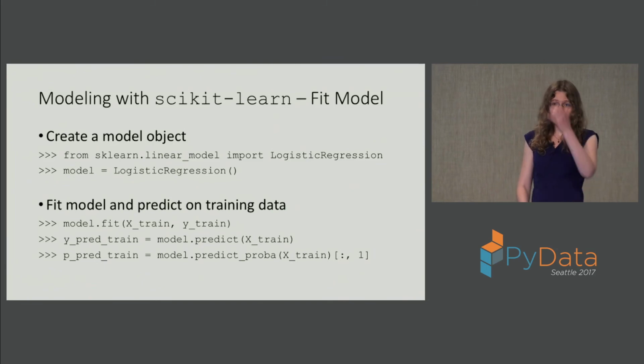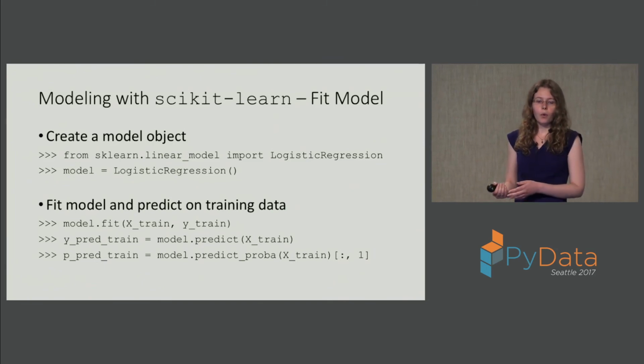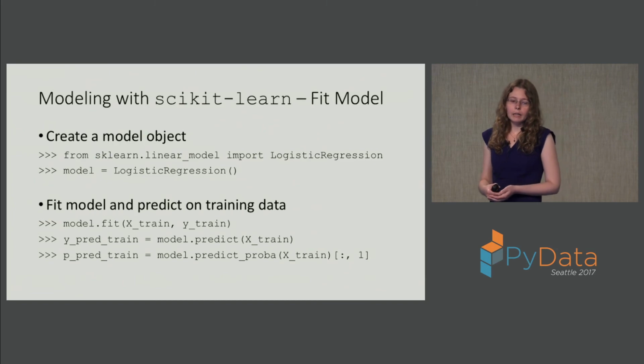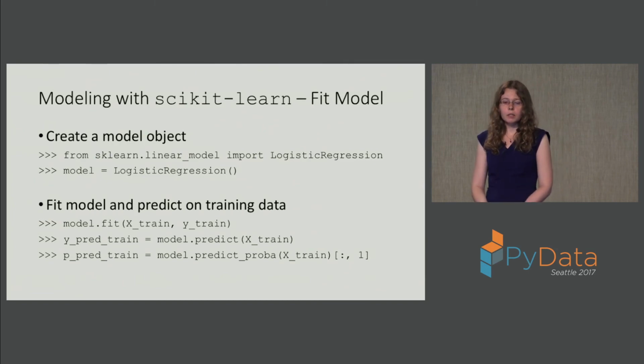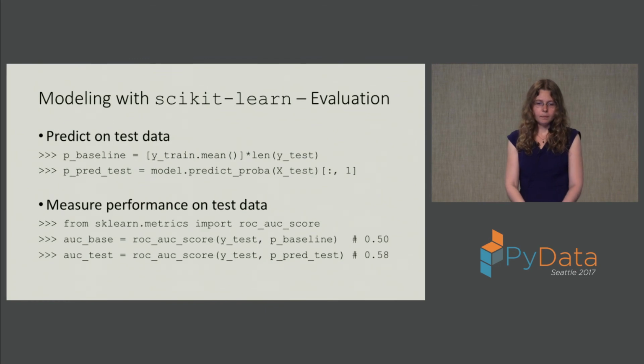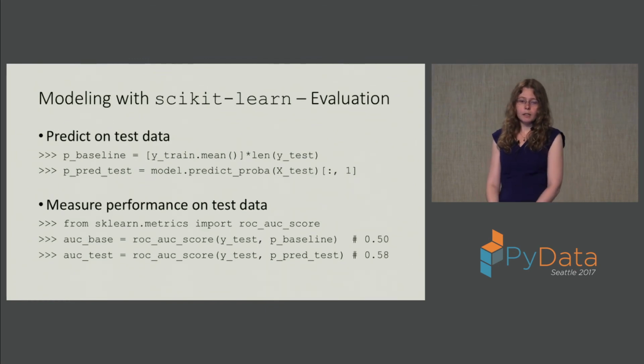Fit the model on the training data, and we can form predictions. So the predict function will produce a class, 0 or 1. And the predict proba will produce a probability. Actually, it produces probability of 0 and probability of 1. So we'll just grab the second column. We can also predict on the test data.